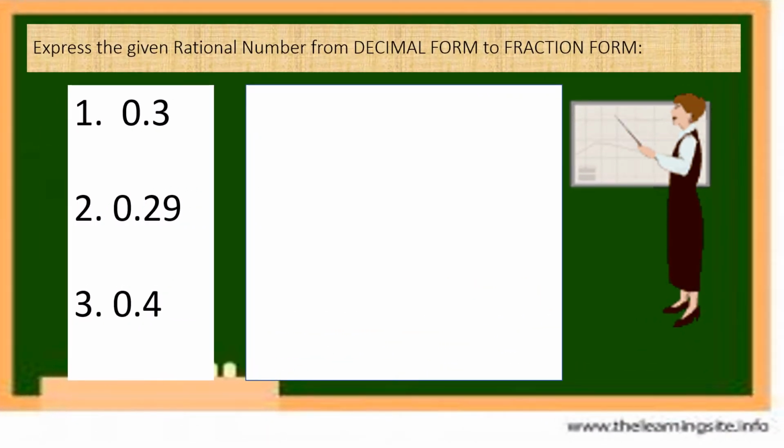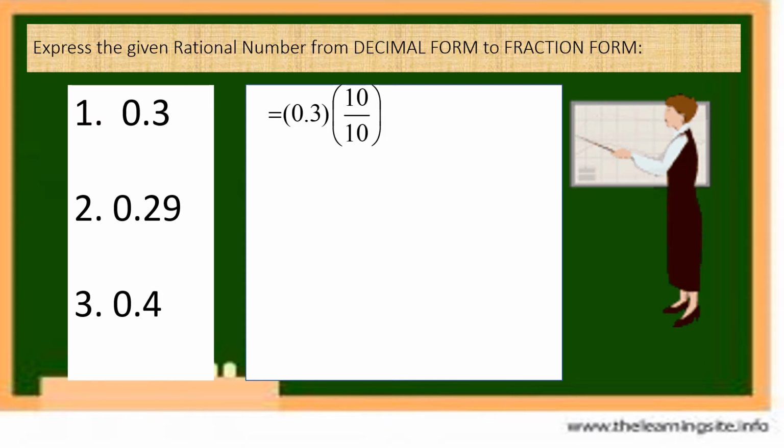We need to express the given rational number from decimal form to fraction form. Number 1, 0 and 3/10. Since the given is in tenths, we need to multiply it by 10/10. Then we move the decimal point one place to the right. So what is the answer? The answer is 3 over 10.